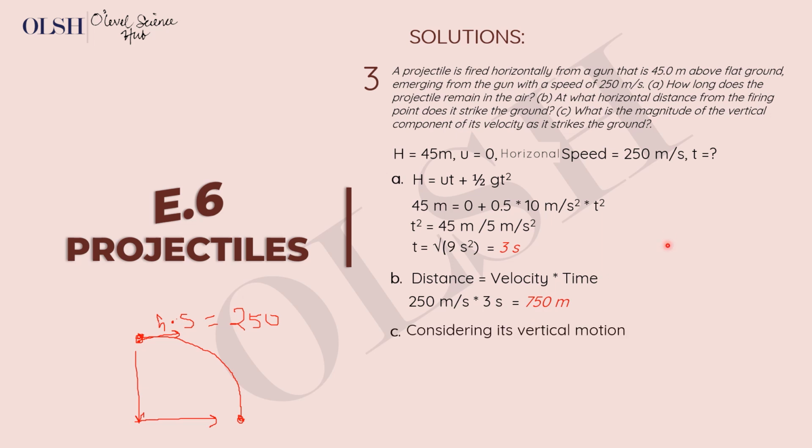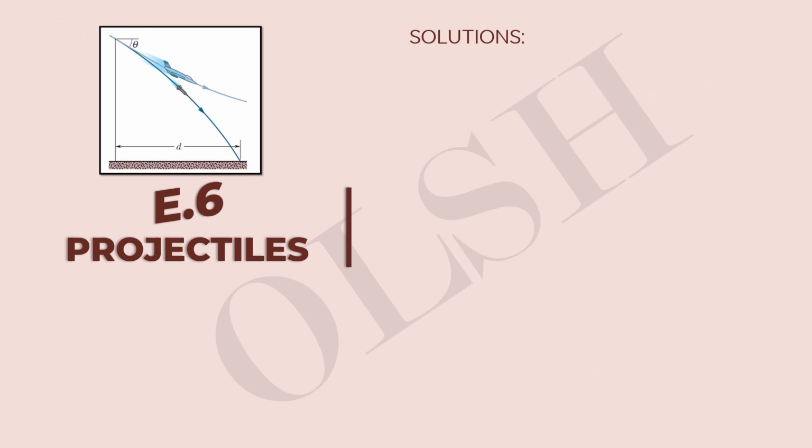Okay, so the third one: what is the magnitude of the vertical component of its velocity as it strikes the ground? So what is the velocity at this point just before it strikes the ground? We come back to the vertical motion now. We know the initial velocity is 0. We are about to find the final velocity before it hits the ground. Okay, we know the height is 45 meters, and we know the time is 3 seconds. So we can use v equal to u plus gt. Okay, because the motion is in line with the force of gravity, so it's positive here. All right, so this will give us 0 plus 10 meters per second squared times 3 seconds, which is 30 meters per second.